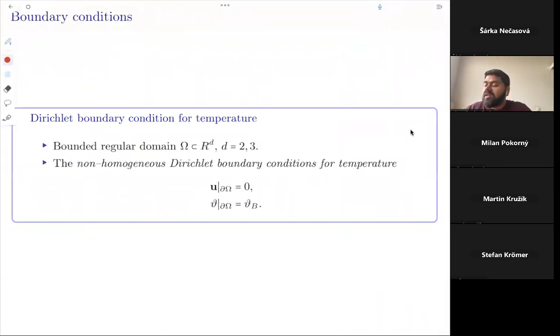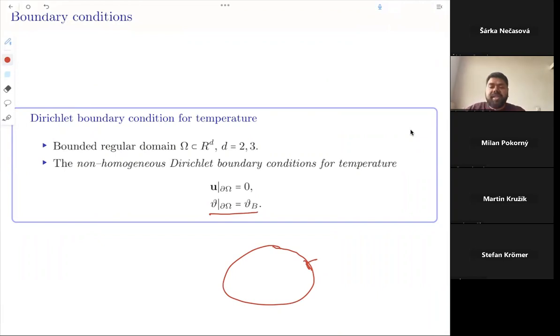So, boundary conditions. We consider a bounded regular domain. For the time being, we consider a smooth domain, or at least C3 up to the boundary. And we consider the non-homogeneous Dirichlet boundary condition for the temperature. You see that if you consider any domain, some temperature is prescribed on the boundary. And for velocity, we just consider the zero boundary condition.